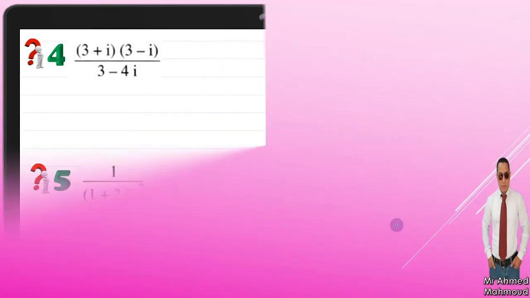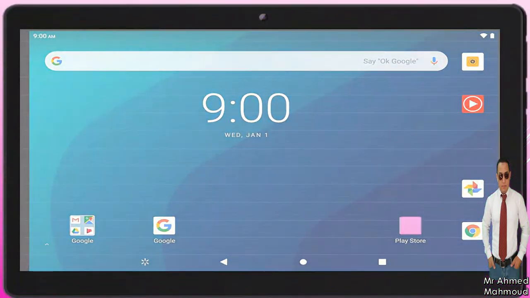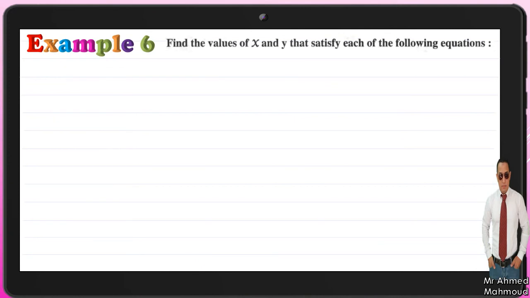Example 6. Find the value of x, y that satisfies the following equations. Number 1: x plus yi equals 3 plus 2i plus 2 minus i. This is the equation. Okay, in this equation, I will simplify this one.